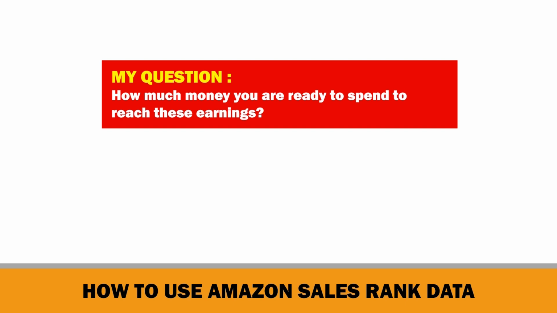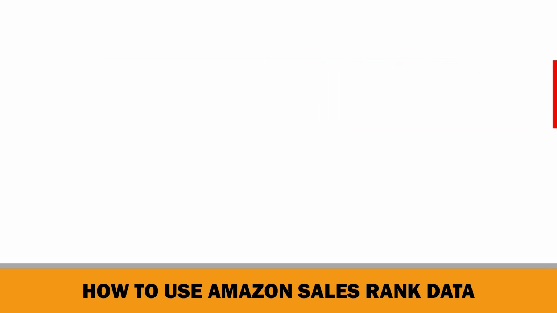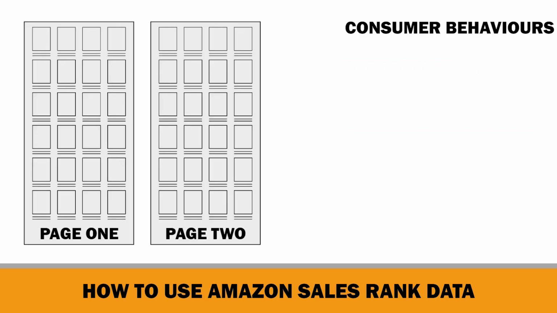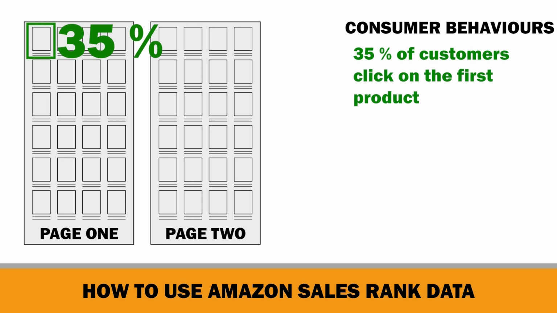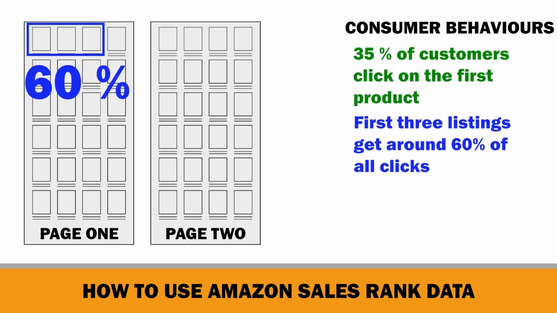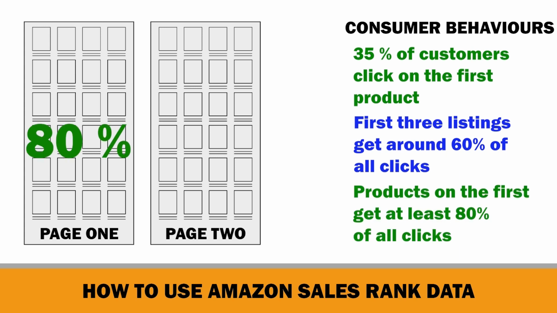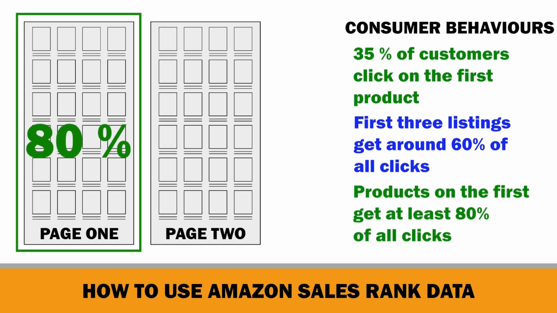BSRs give you an idea about how many copies you need to sell daily and monthly to be ranked in the place of your competitor's product. As I told you in my previous video about ranking KDP low content books, 35% of the customers click on the first product featured on a search page. And the first 3 listings get around 60% of all clicks. Also, the products on the first page of the search results get at least 80% of clicks.